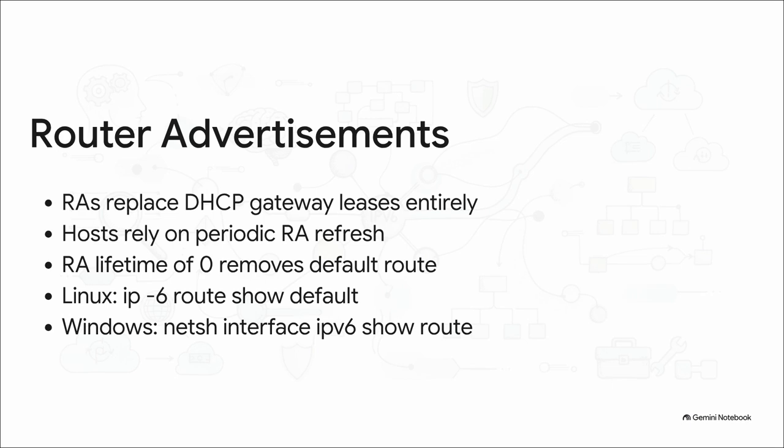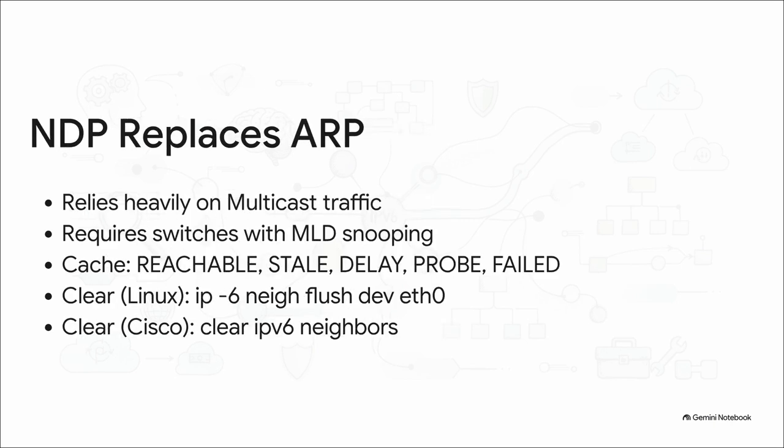You can verify your default route on Linux using ip -6 route show default, or if you're on Windows, use netsh interface ipv6 show route. Oh, and by the way, you know the Address Resolution Protocol, ARP, that we all know and love? Yeah, it's completely gone. It's been entirely replaced by the Neighbor Discovery Protocol, or NDP.